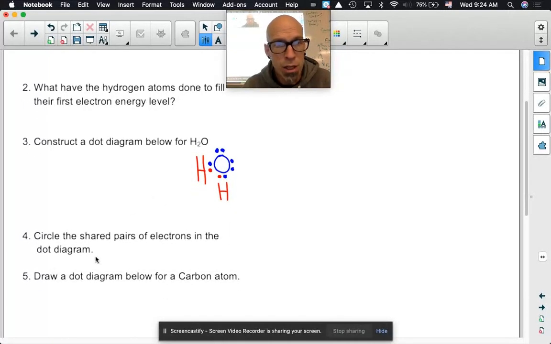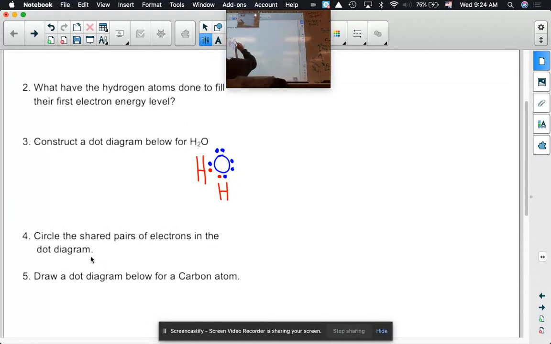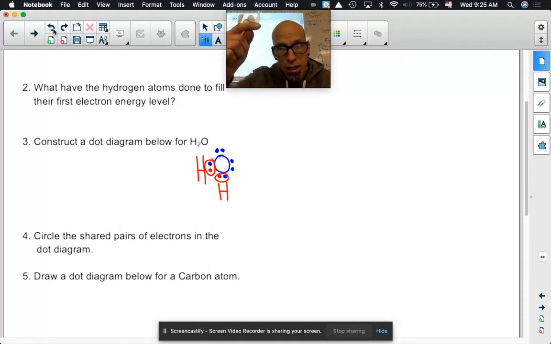Now, next question, circle the shared pairs of electrons in the dot diagram. Okay, so there's one. Oh boy, I'm having an issue. There's a shared pair. There's a shared pair. So there's two shared pairs here, one between each hydrogen and the oxygen.